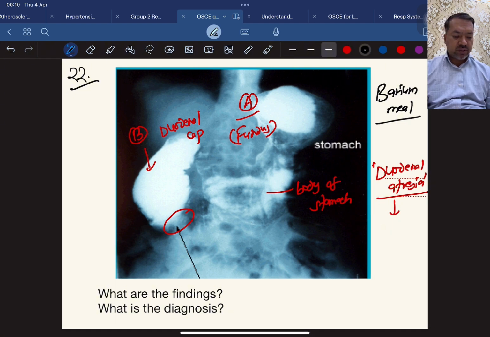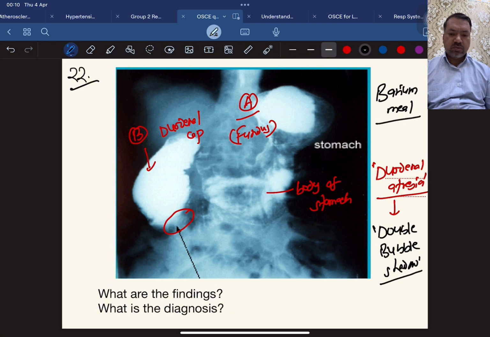Now this duodenal atresia has a typical appearance in the plain X-ray. When you take the plain X-ray, we call it double bubble shadow. It almost looks like a double bubble shadow, but actually this is an investigation of barium meal, so we don't exactly use this term, but still we can compare it. Let's say this A is one shadow and the B is another one, so this is double bubble shadow.